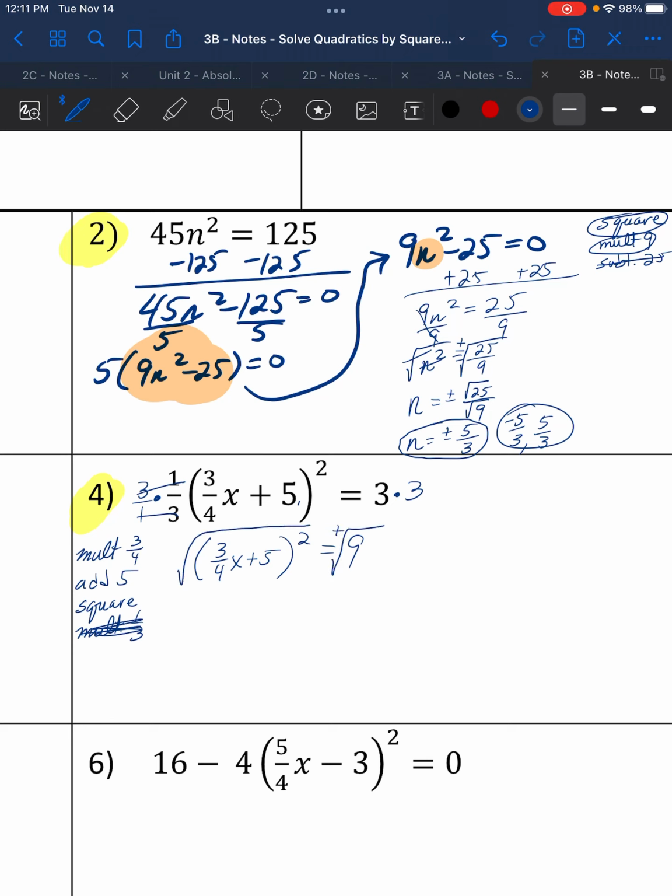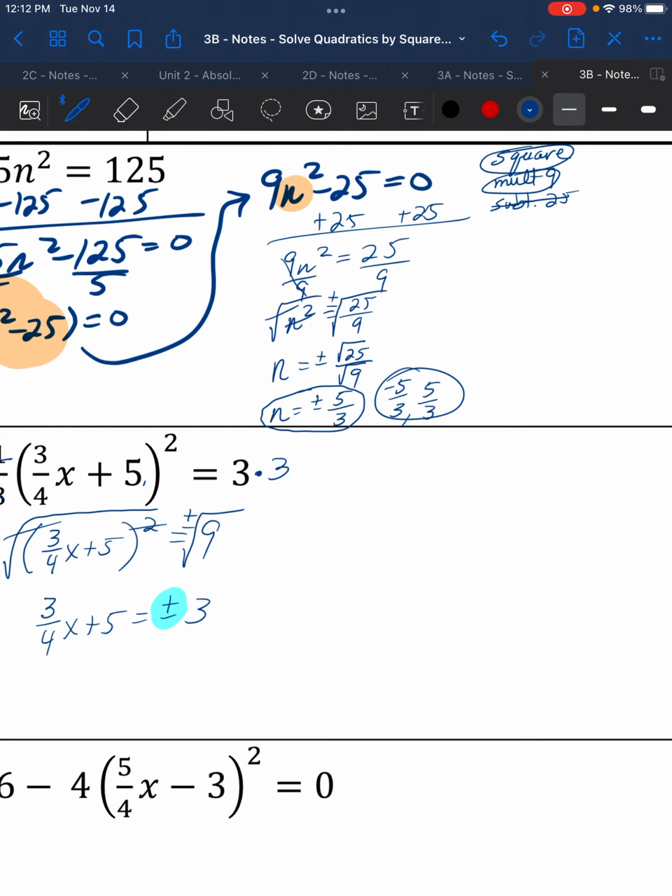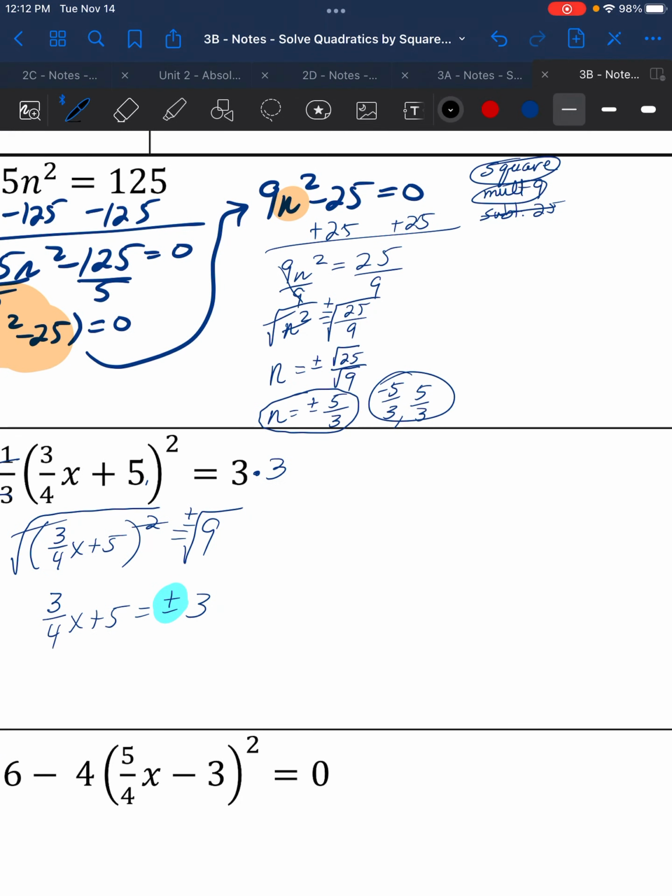Now the opposite of square is square root. And when you square root, you have a positive and a negative. So 3/4 x plus 5 equals, square root of 9 is 3. Well, at this point now, this becomes very different. We have two different possible solutions. 3/4 x plus 5 is going to equal a positive 3 and a negative 3. So now what we have to do is rewrite this as two different equations because of the positive and negative 3.